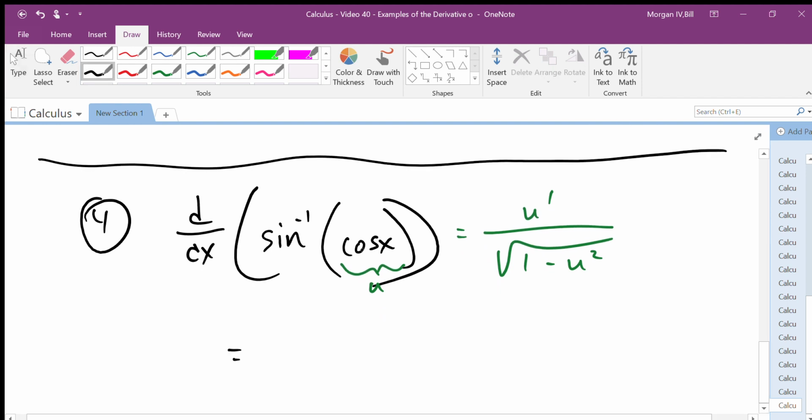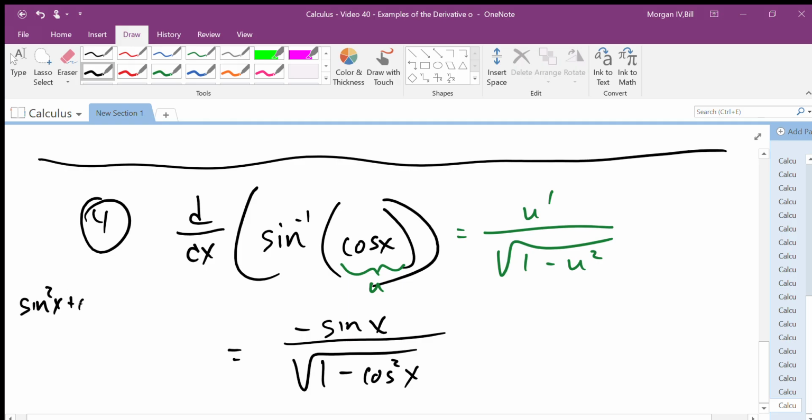Equals u prime, the derivative of cosine of x. That is negative sine of x over square root 1 minus u squared, cosine squared of x. And that might seem like that's all you can do, but if we remember our trig identities, we remember that sine squared of x plus cosine squared of x is equal to 1.